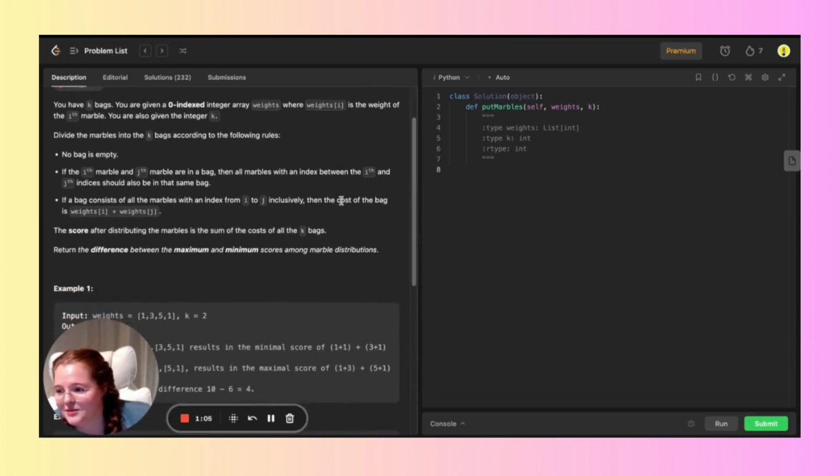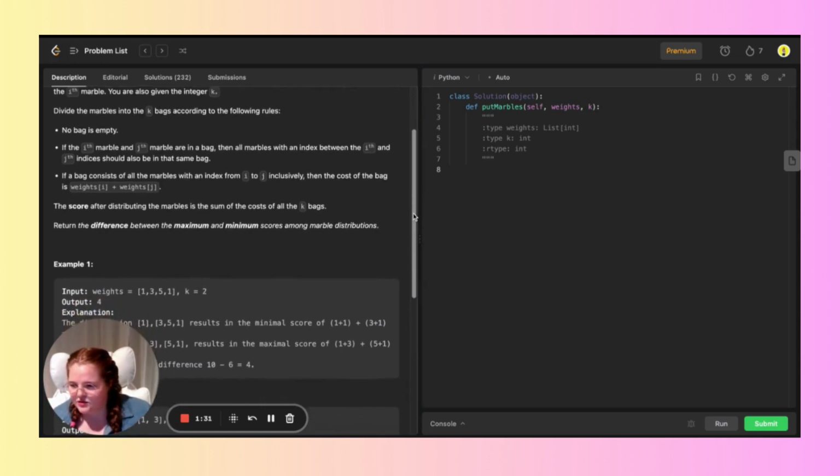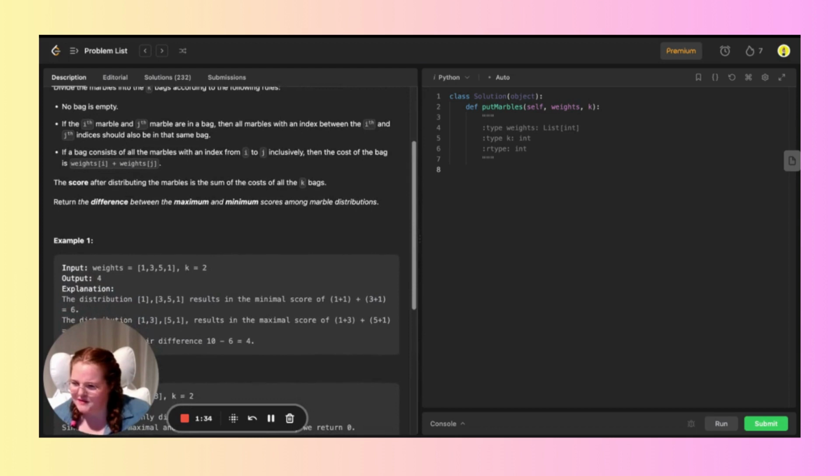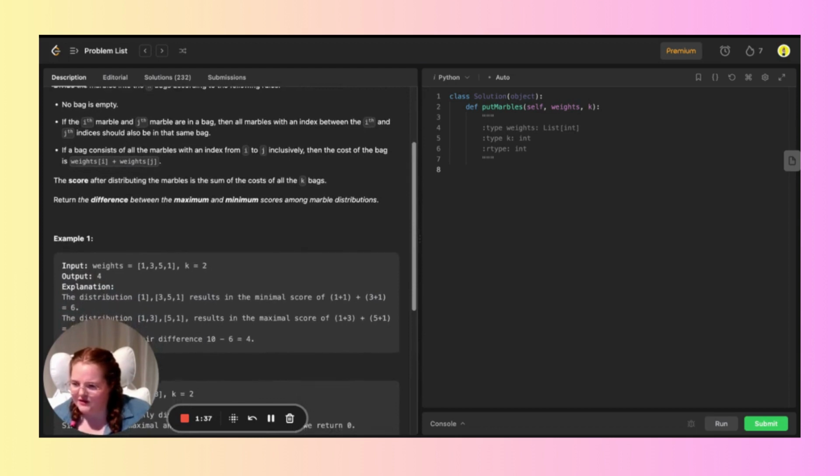No bag is empty. If the ith and jth marbles are in the same bag, then all marbles with an index between i and j should also be in the same bag. If the bag consists of all the marbles with indices from i to j inclusively, then the cost of the bag is weights[i] plus weights[j]. The score after distributing the marbles is the sum of the costs of all of the K bags. Return the difference between the maximum and minimum scores among marble distributions.